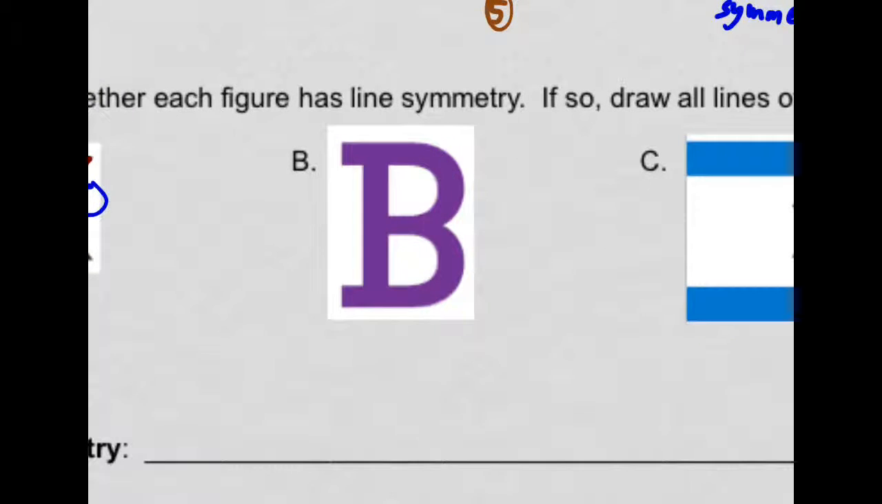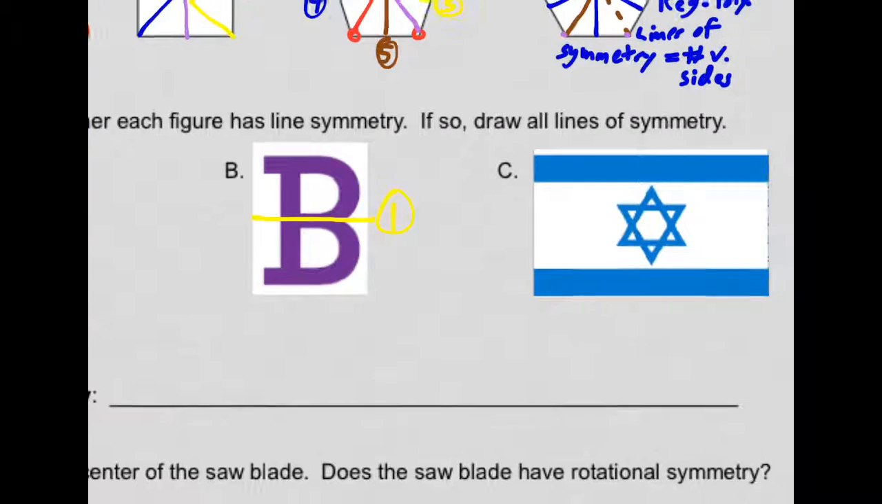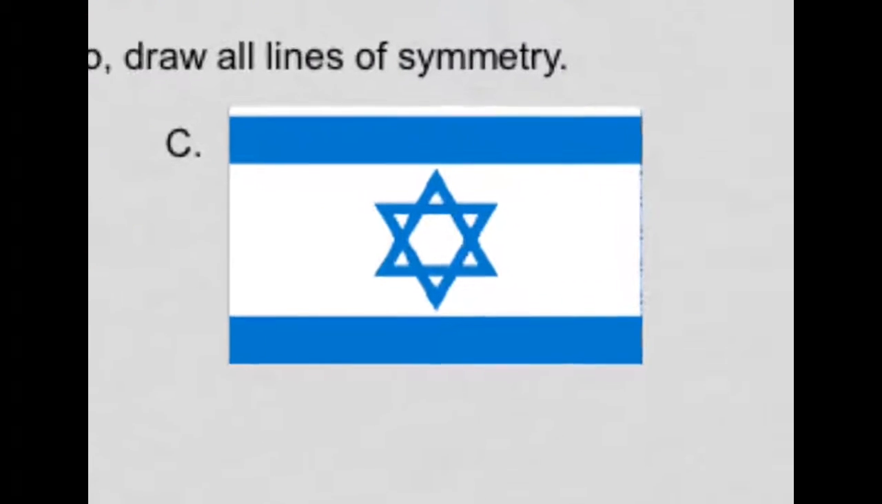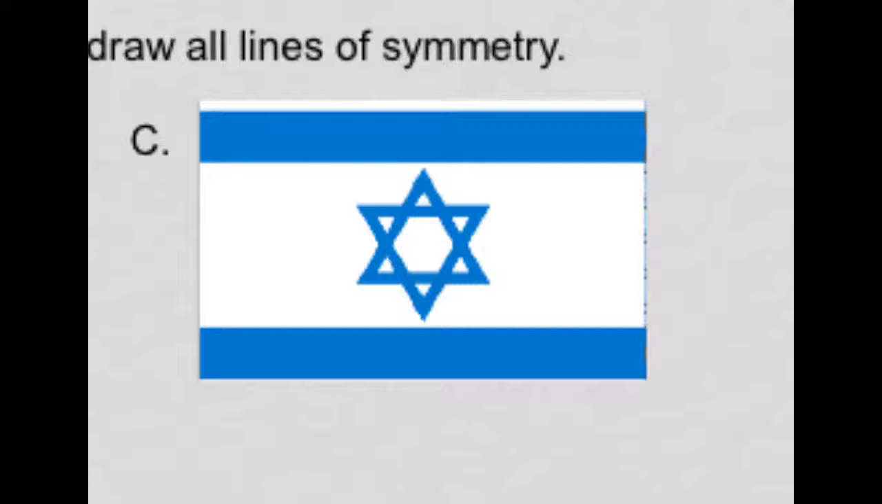Okay. How about for figure B? Anybody want to take a guess? Yes. You are correct. Very good. That's it. 1 line. And then, did anybody get this yet? Yeah, Scott? 4. Well, we've got this one, but Skylar, do I have any others? No, so it's just 2, right?